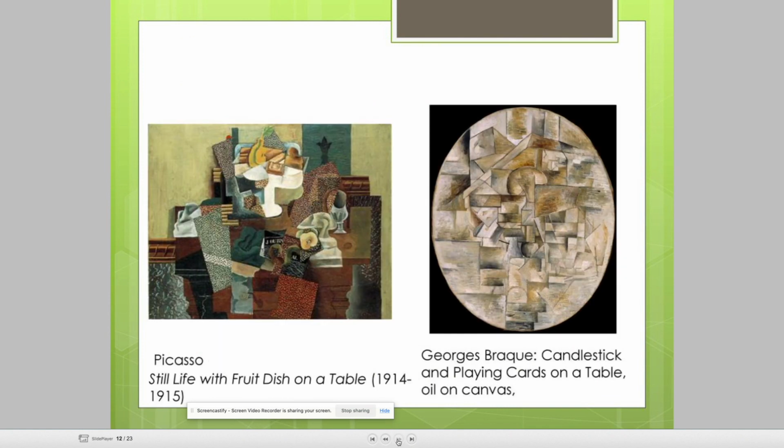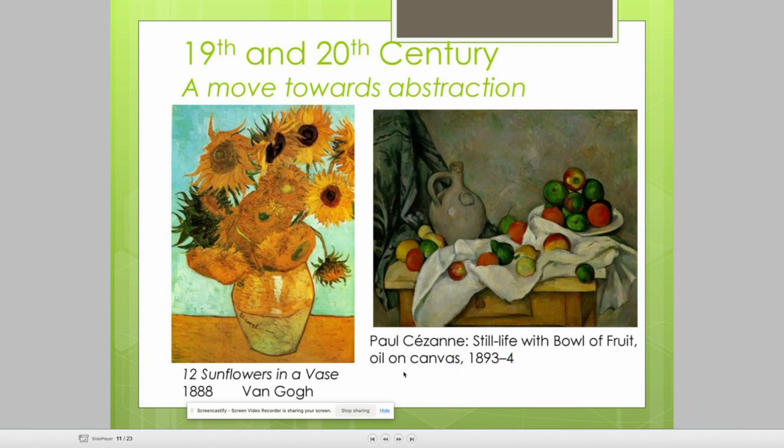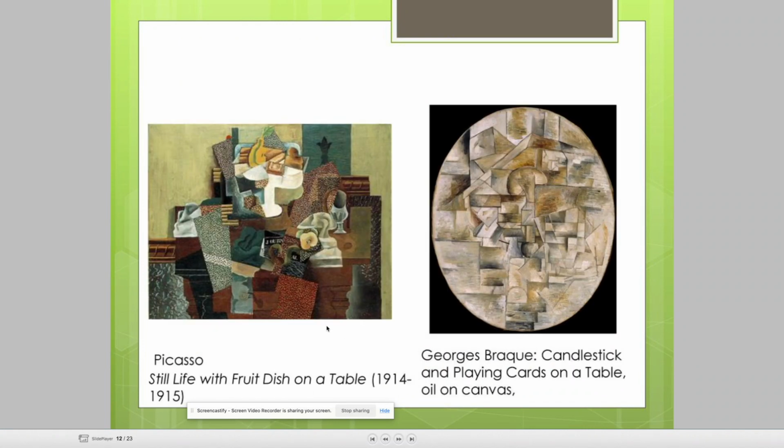All right. And then we get a little crazy. If we look at the time here, why does this start happening? Why does the abstraction start? And we start looking at the dates here, and it's because the camera gets invented. Artists no longer are needed to just capture real life. They don't need to document life anymore.